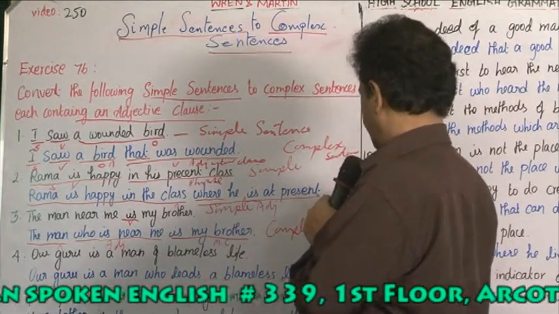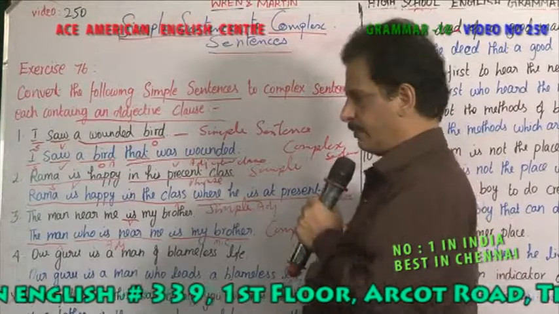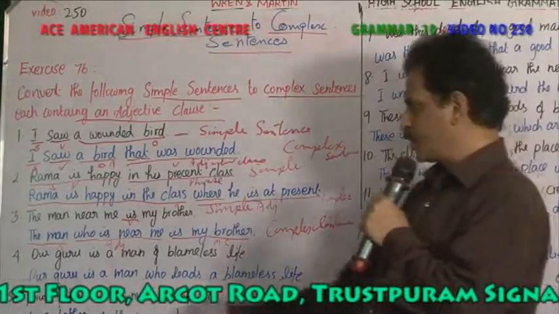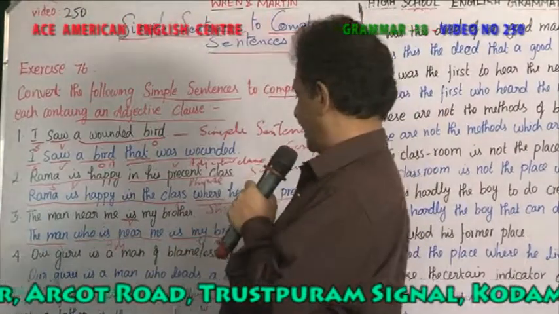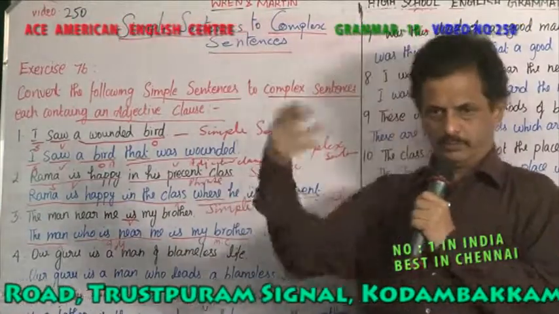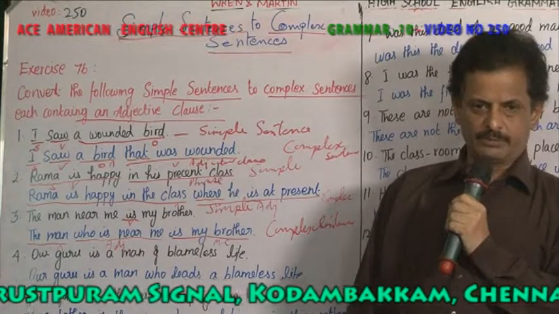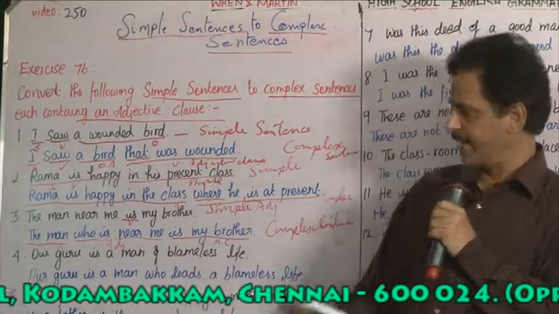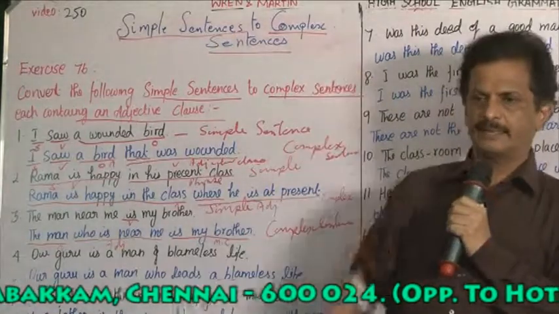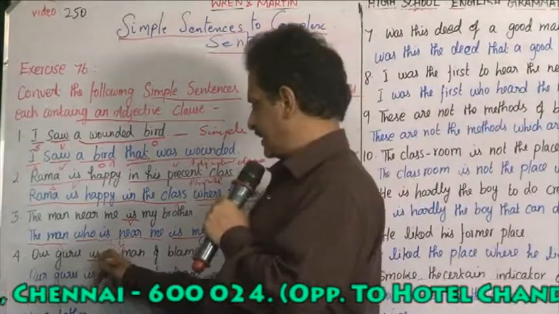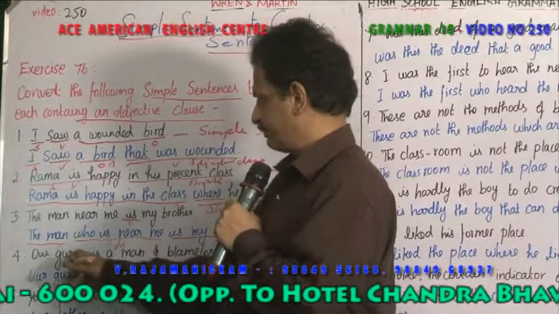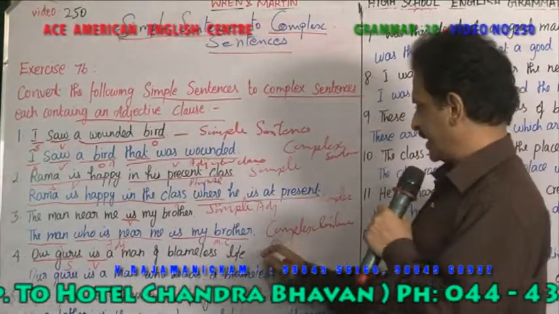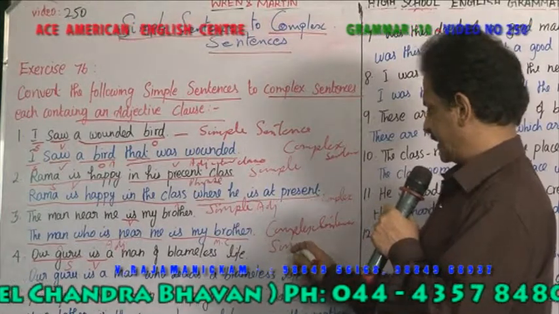So one sentence depending upon another sentence is called a complex sentence. Especially it is describing the noun. Our guru is a man of blameless life. What do you mean by that? Our guru, you have a Swamiji, right? As a guru, is a man. He is a man of blameless life, meaning you cannot blame anything in his life. So "is" is the only verb here. The subject is our guru. So only one verb is there, so you call it a simple sentence, right, sir?